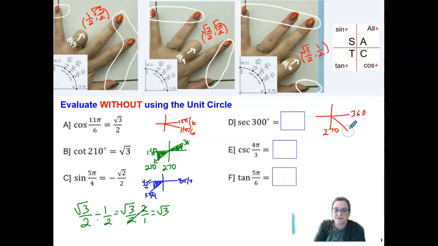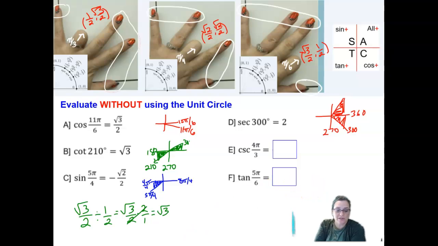And here is my 300 degrees. And 300 is 60 degrees away from 360, which means this has a 60-degree reference angle. And the 60-degree reference angle is my pi over 3 finger. So when I bend that, my cosine is 1/2. Secant is the reciprocal of cosine, which makes it a 2. And in quadrant 4, cosine is positive. So the secant of 300 is positive 2.